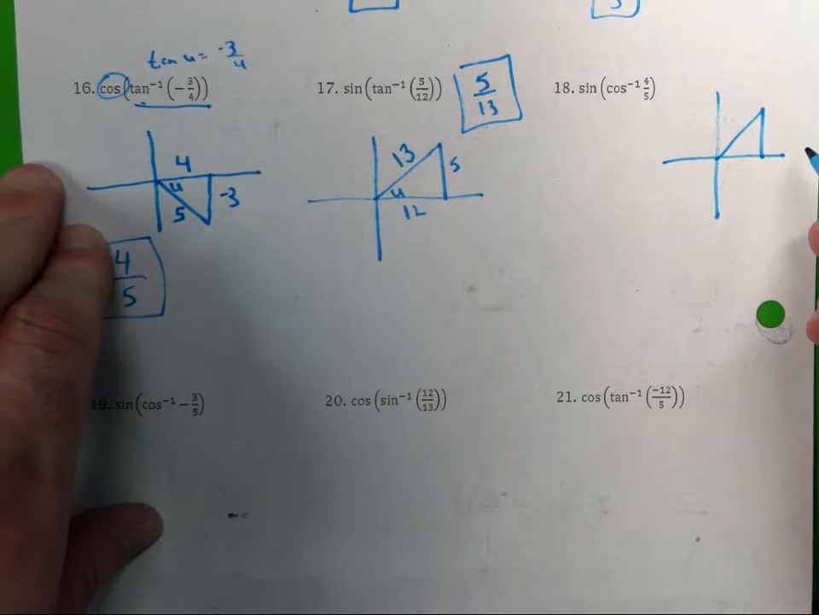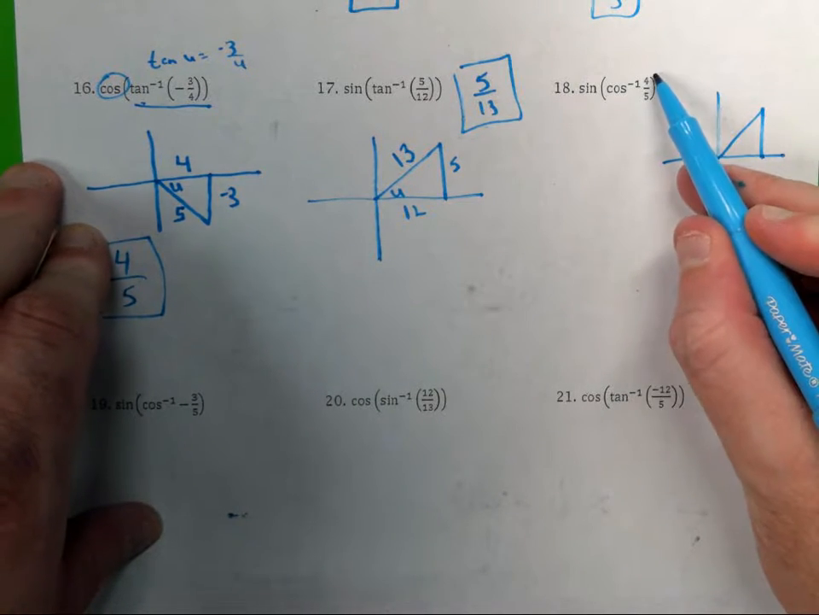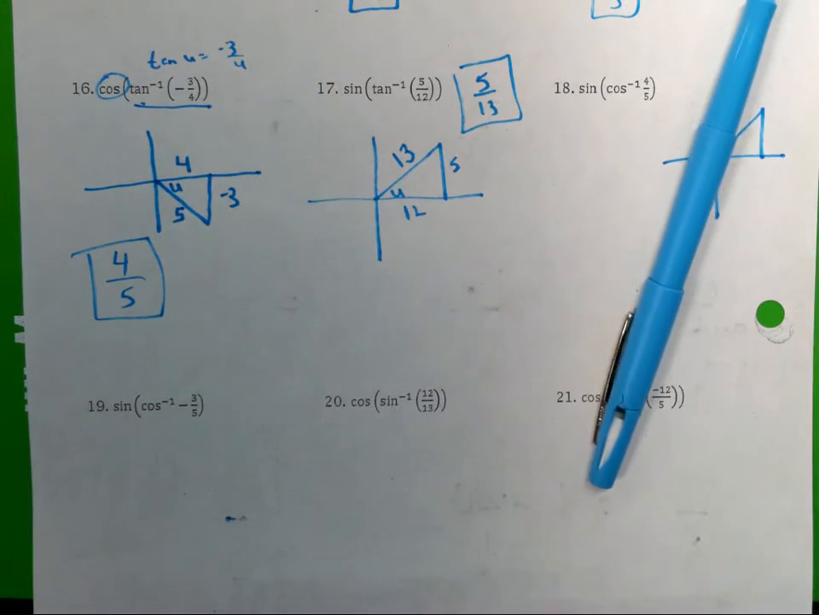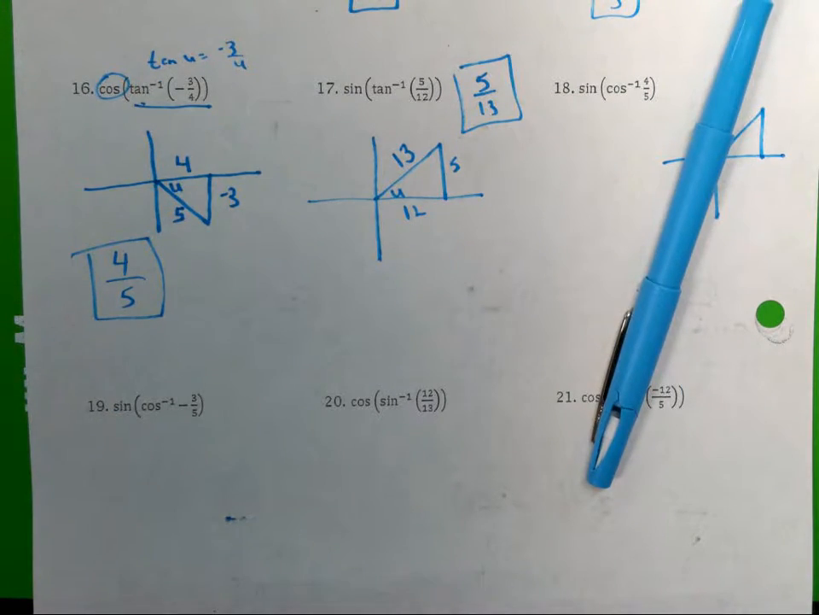Cosine is defined in right triangle trig as what? Adjacent over what? Okay, what is sine? We've got to clear this up. What's the cosine? Adjacent over hypotenuse. What is sine? Opposite over hypotenuse. What is tangent? Opposite over adjacent. You cannot forget that, okay?